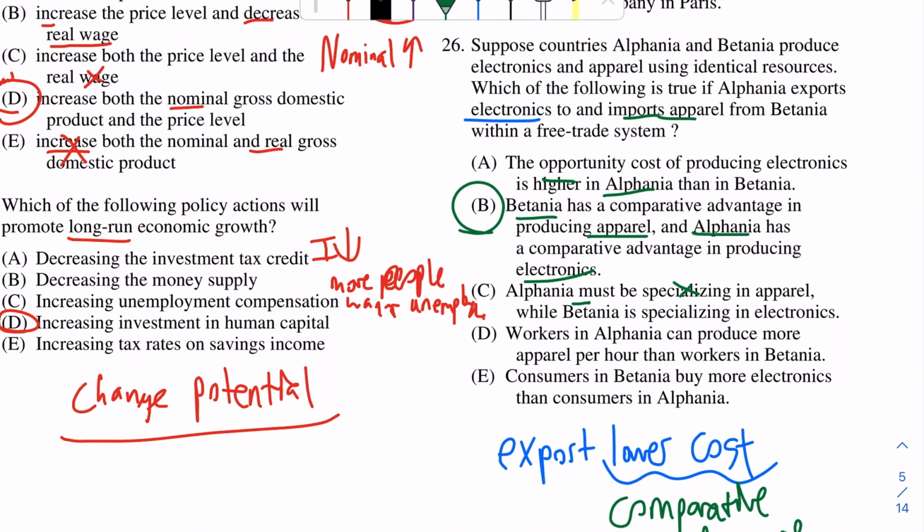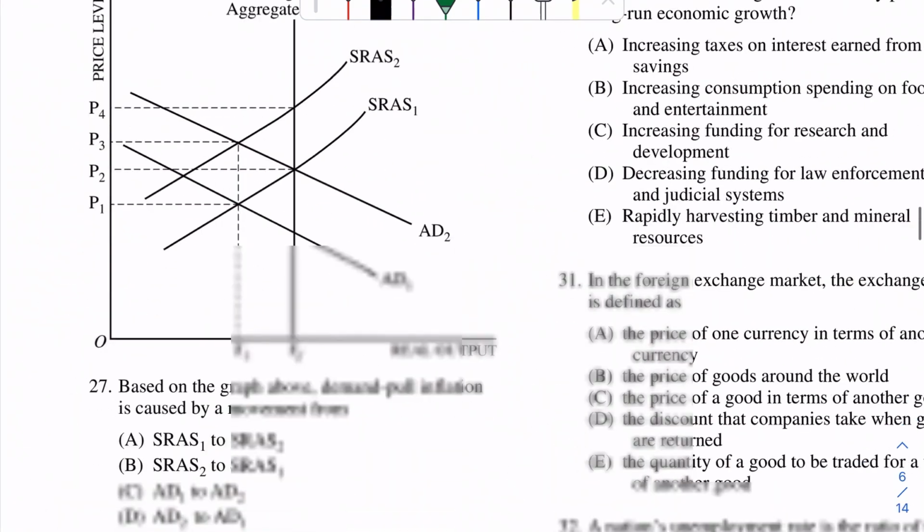Workers in alpha can produce more apparel per hour than workers in beta. But we'll actually know, because if they did more apparel per hour, they'd be more efficient at apparel. So guess what? They would sell apparel, but that's not true. Consumers in beta buy more electronics than consumers in alpha. We don't know how many they buy. We don't. So it's not E.